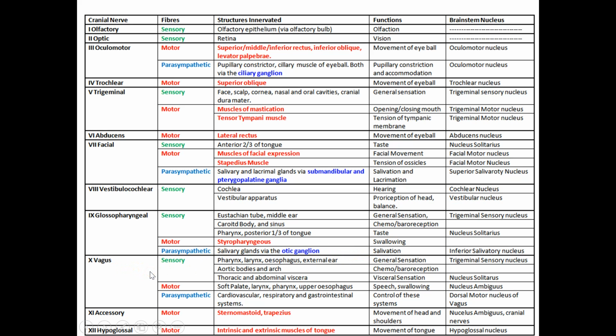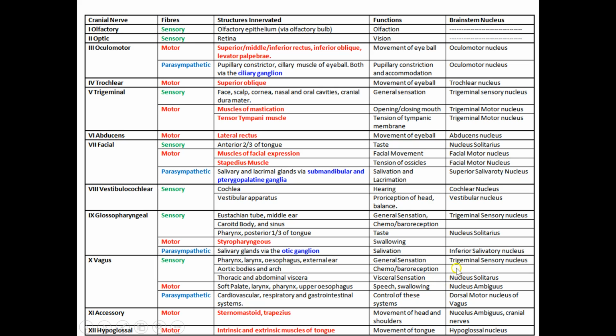The vagus nerve is a large and very important nerve, whose main function is sensory along with motor and parasympathetic components. The sensory supply of the vagus nerve includes the pharynx, larynx, esophagus, and external ear for general sensation, while the aortic bodies and arch are for chemo- and baroreception. We know thoracic and abdominal viscera are also sensory supplied by the vagus nerve for visceral sensation. The motor component of the vagus nerve supplies the soft palate, larynx, pharynx, and upper esophagus, and is involved with speech and swallowing. Parasympathetic fibers in the vagus nerve supply the cardiovascular, respiratory, and gastrointestinal systems.